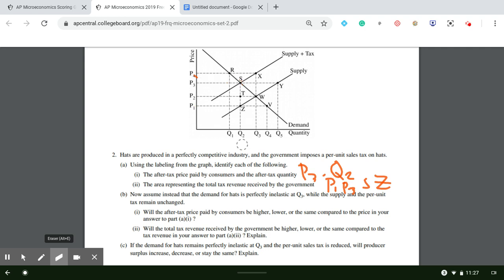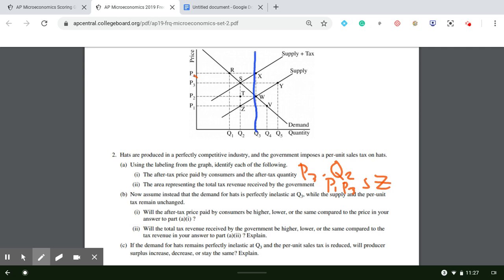Erase this real quick. At Q3, so I can kind of draw a new demand curve right here. So demand's perfectly inelastic at Q3. Okay, like that. While the supply and the per unit tax remain unchanged. Okay, perfect. Okay. Will the after tax price paid by consumers be higher, lower, or the same compared to the price in 1A? It's going to be higher.